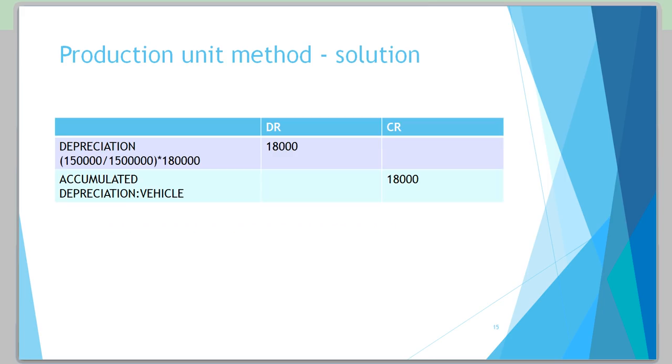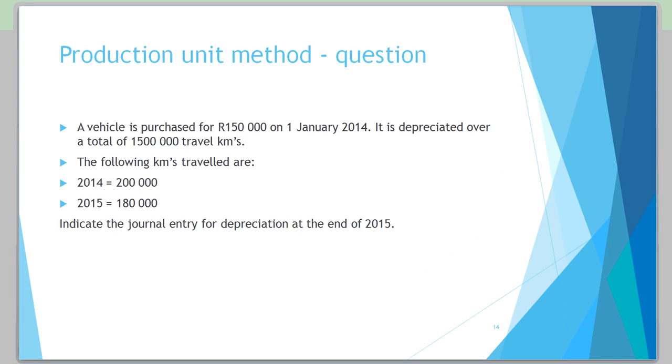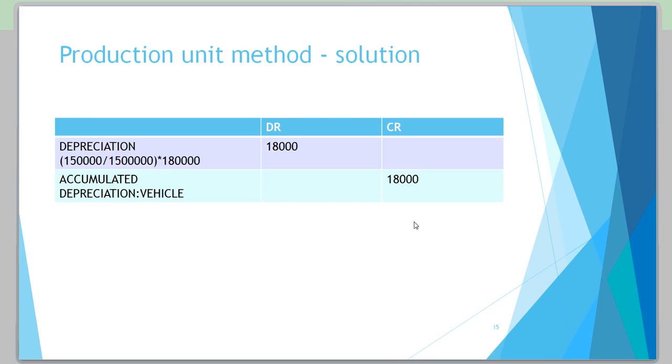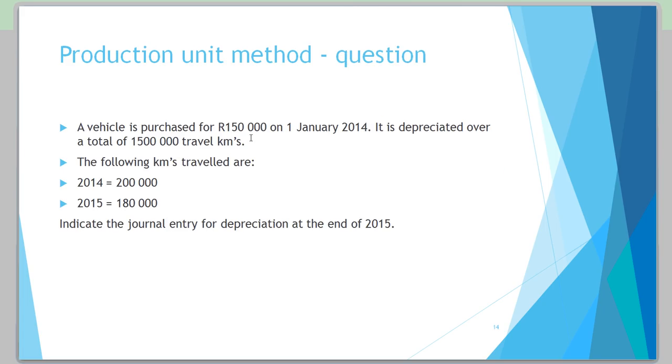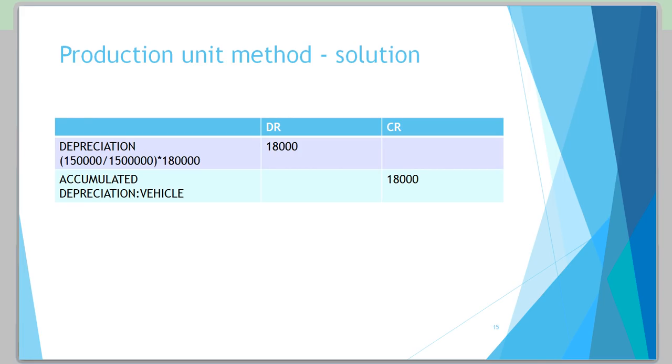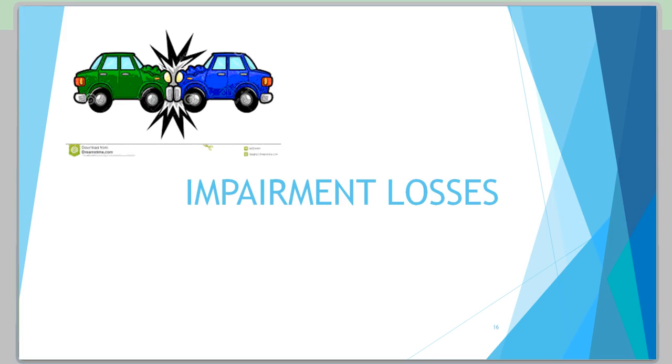So if we do this journal, we'll say it was 150,000 divided by the kilometers times the kilometers traveled. So it was the 180,000 in the year 2015. There's no residual value in this example, but had there been a residual value, then you would deduct the residual value from the cost of 150,000 first. So those were the depreciation methods that you can look out for in this module. Then I want us to start with the new concept of impairment losses.